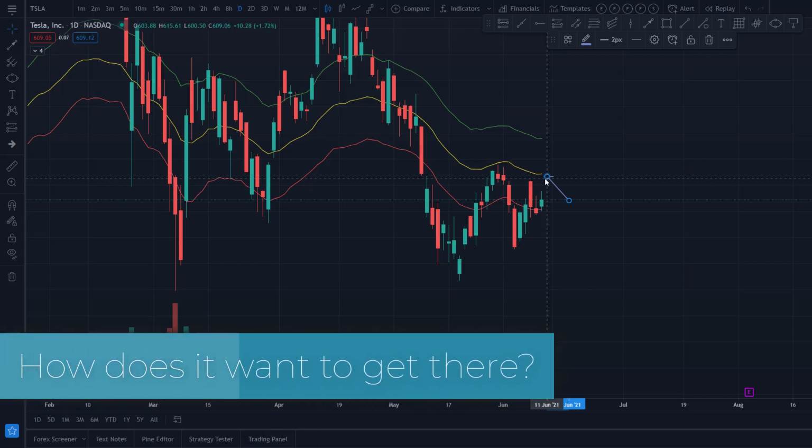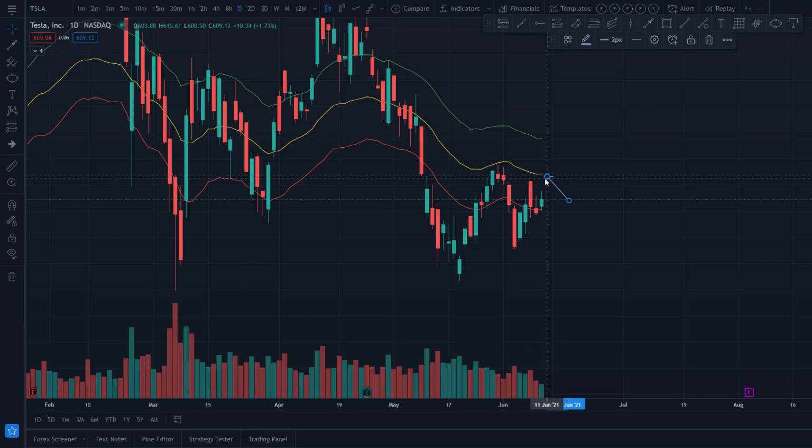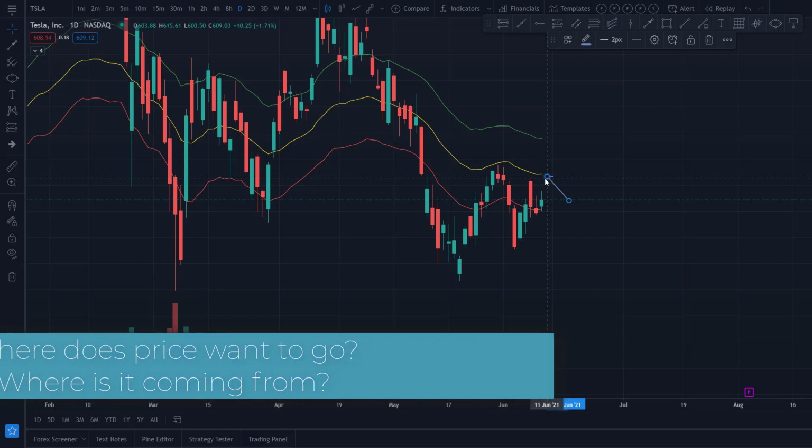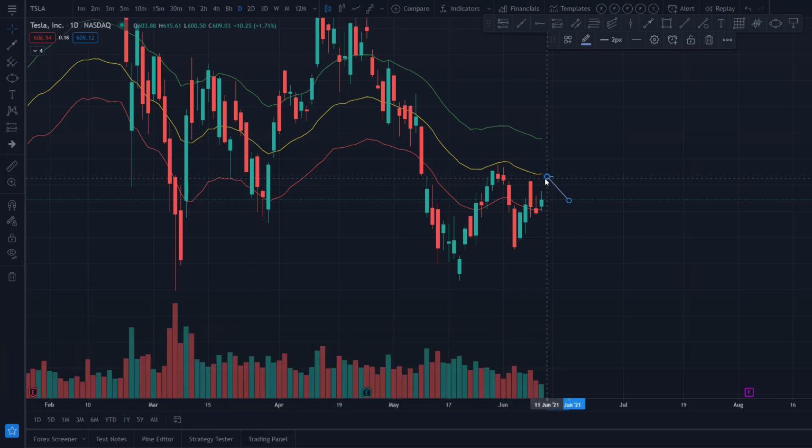Now, the final question here is, how does it want to get there? If you can create a trade system that's defined around the core question, where is price going, where does it want to go, and of course you already know where it is coming from. But if you can define a system for how it wants to get there, that's where the difficulty comes in, because that's the one that causes stress for traders. How does it want to get there?